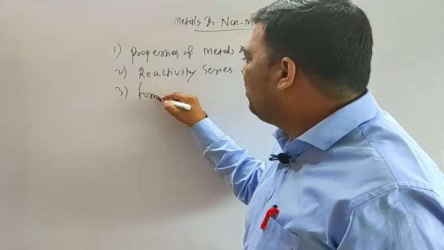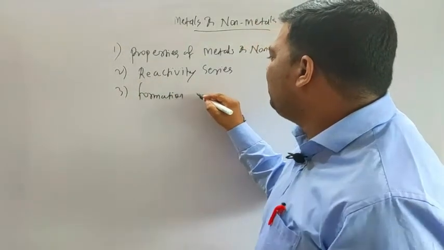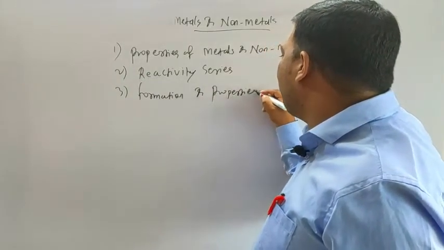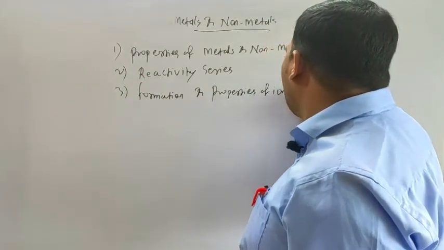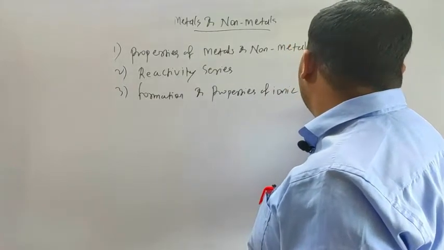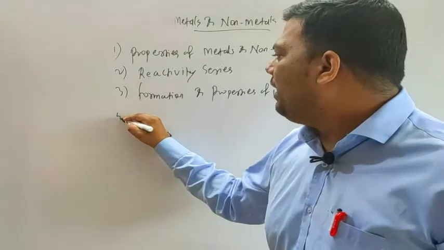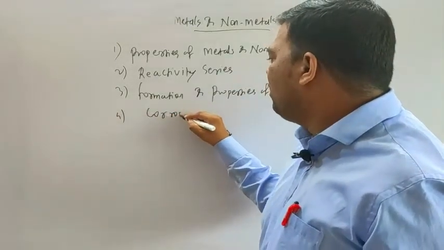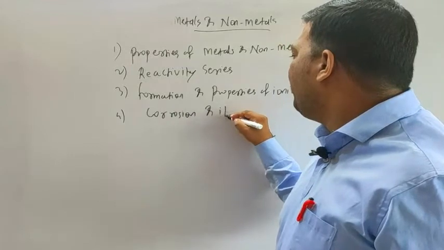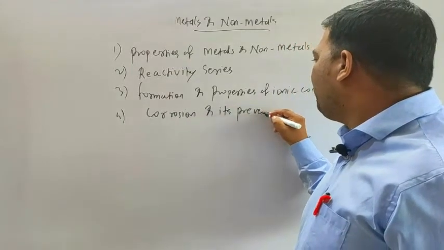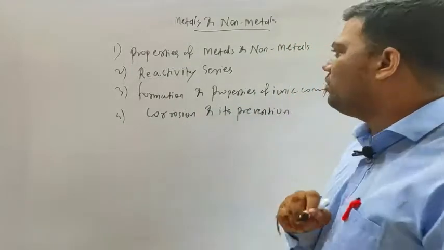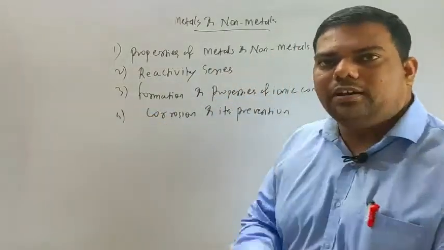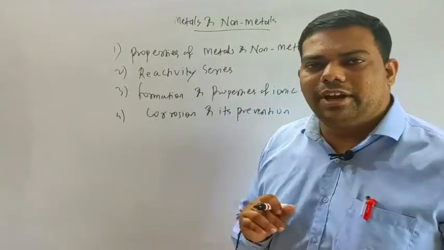Third is formation and properties of ionic compounds. And fourth is corrosion and its prevention. So these are our syllabus points for the competitive exam.